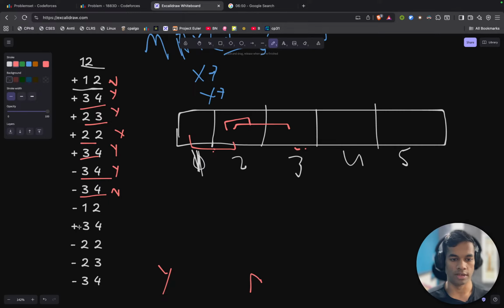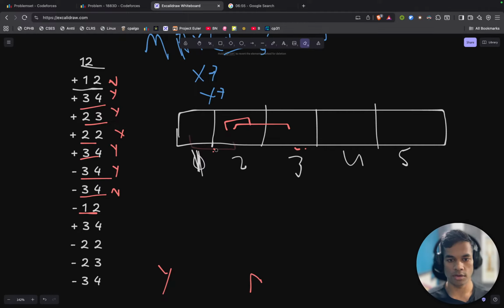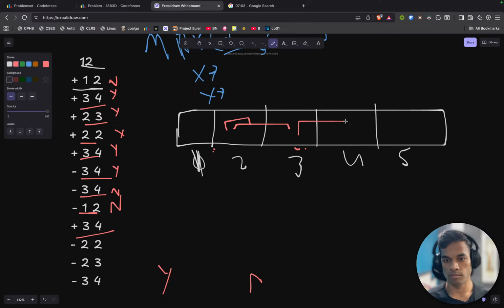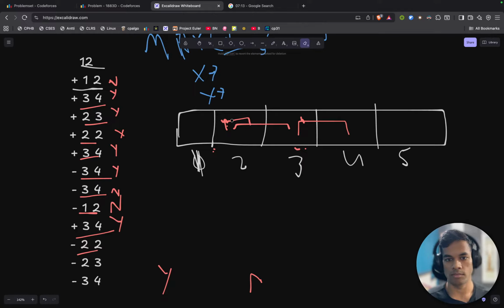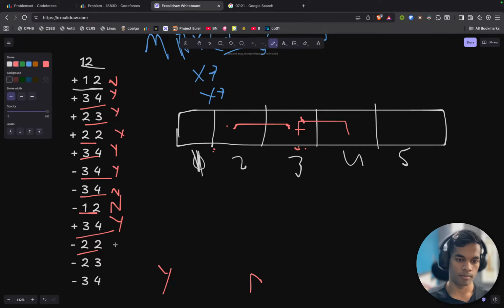No for this one because we didn't have enough segments, and remove 1, 2. So we will just remove this segment, and answer is still no because we have only two segments and they are overlapping. Then we add 3, 4. Now the answer is yes because this one and this one, they don't overlap. Then we subtract 2, 2. This one is now also gone. And these two, the remaining ones, they overlap. 3 is common in both of them. So answer is no here. And then we remove this one also. So no and then no.